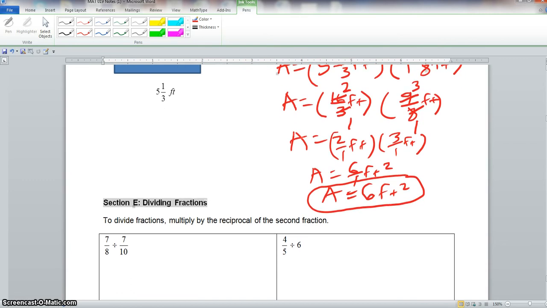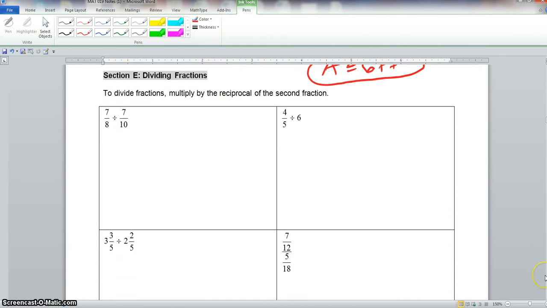So now we come to section E, dividing fractions. To divide fractions, we multiply by the reciprocal of the second fraction. Now the reciprocal just means that you would just flip the second fraction. So we would keep the first fraction the same, which is 7/8. Division becomes multiplication, and 7/10 will become 10 over 7. Okay, now we could do cross simplification.